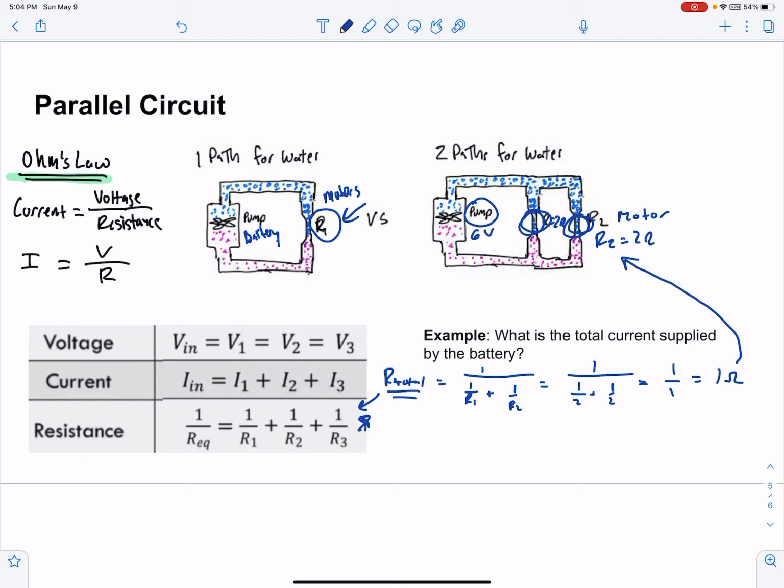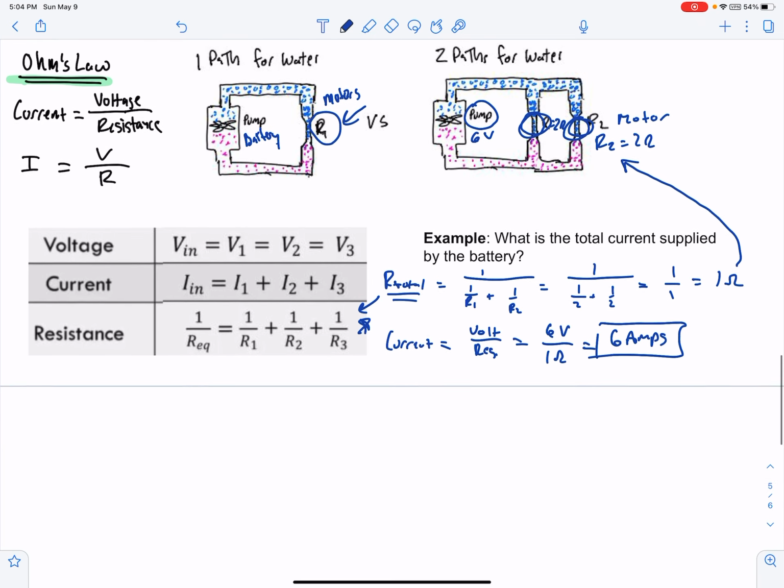All right, so we calculate current. Current is equal to voltage over resistance. And so we get 6 volts over 1 ohm, and we get 6 amps. All right? Simple as that.